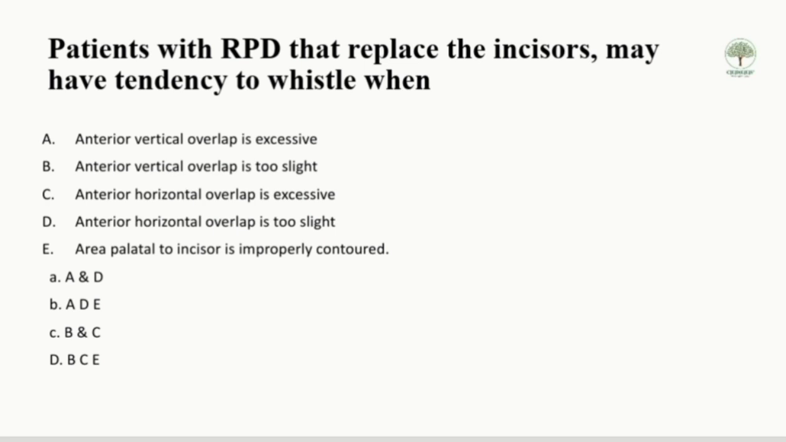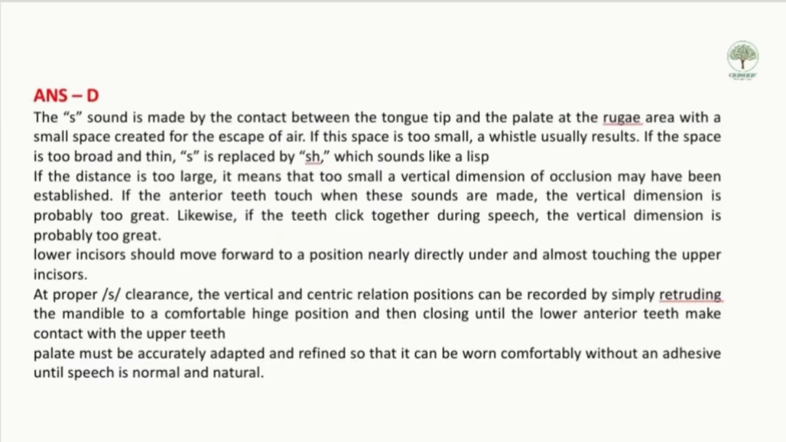So for a question like this, how should you think? The answer to this is D, wherein option B, option C and option E are correct. Now I will tell you how. B says anterior vertical overlap is too slight, C says anterior horizontal overlap is excessive, and E says area palatal to incisor is improperly contoured.